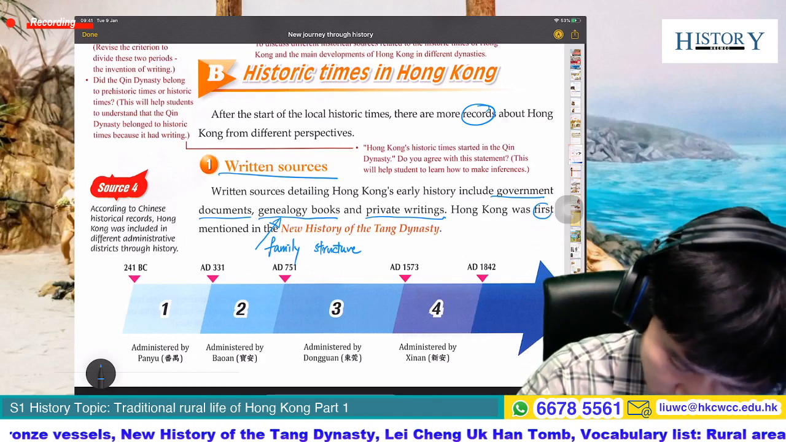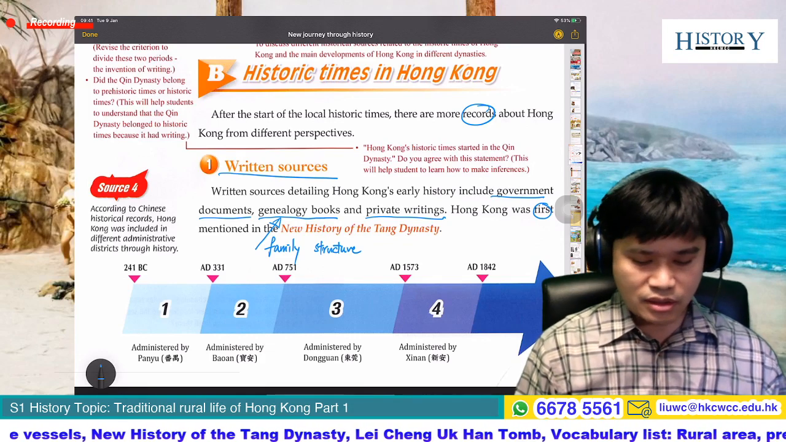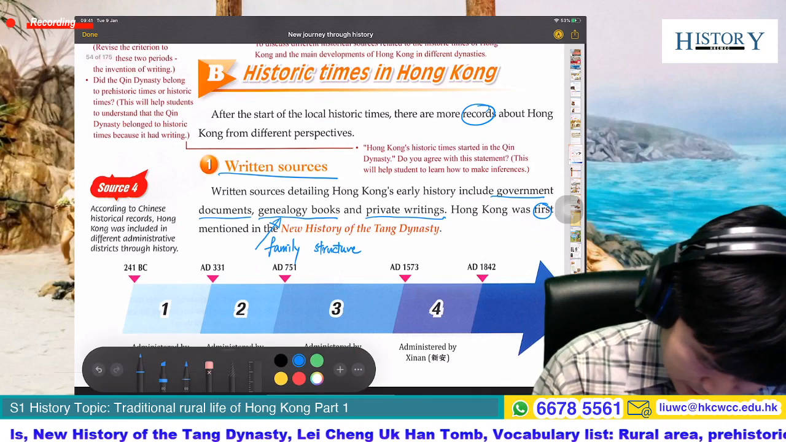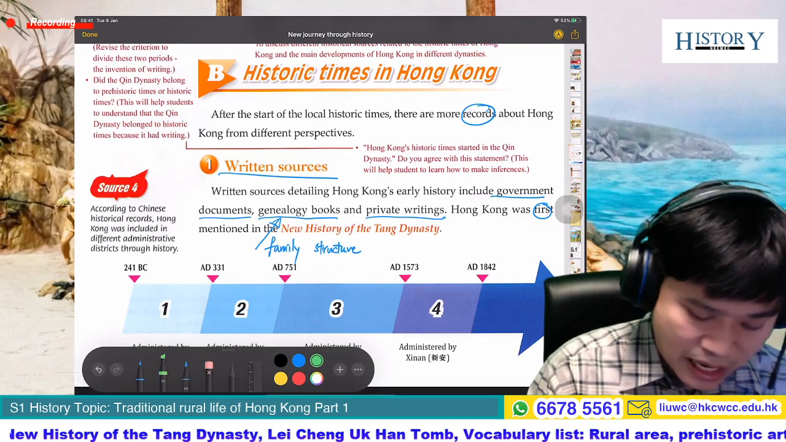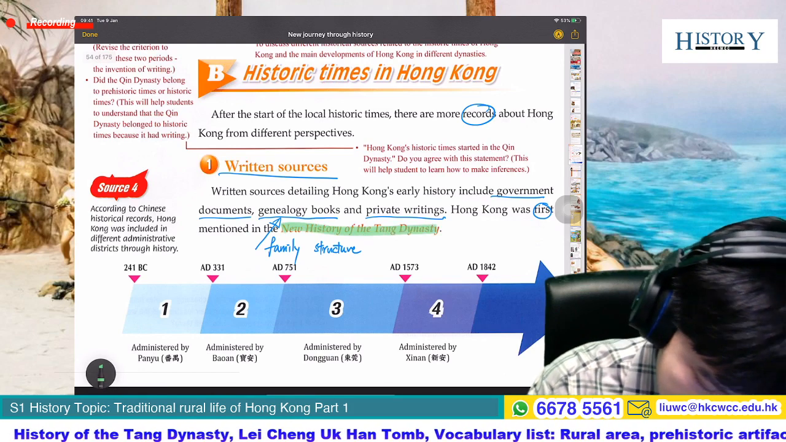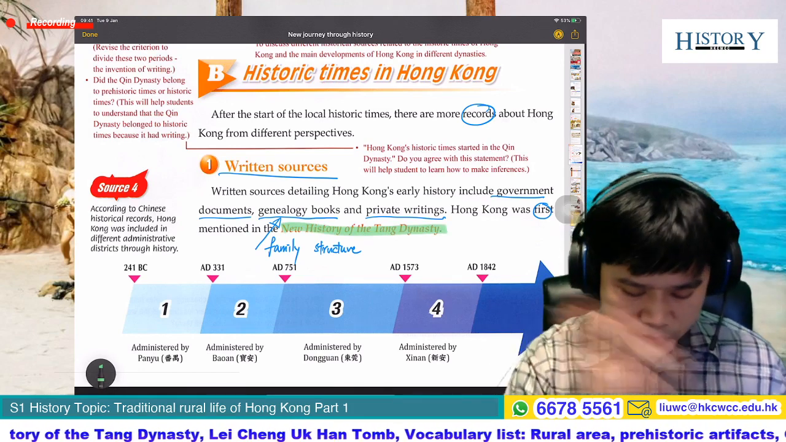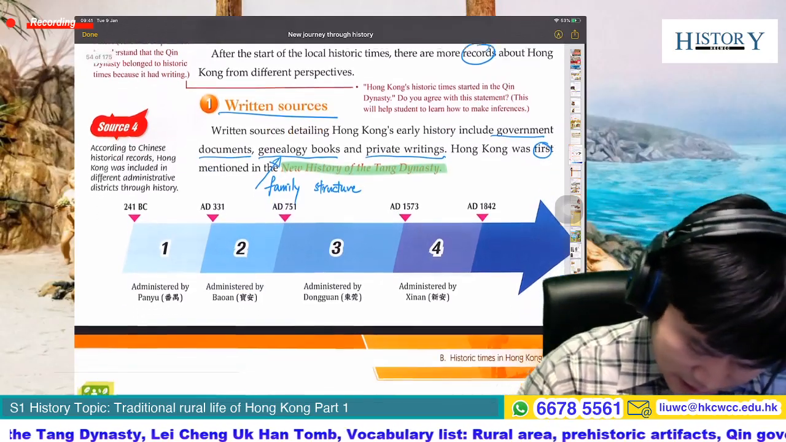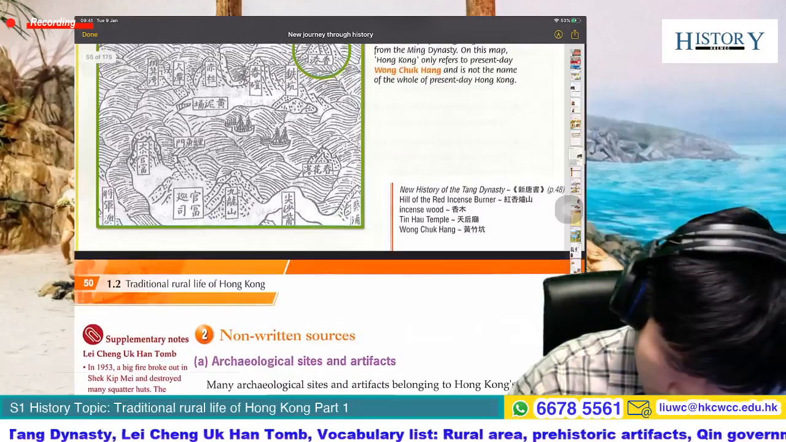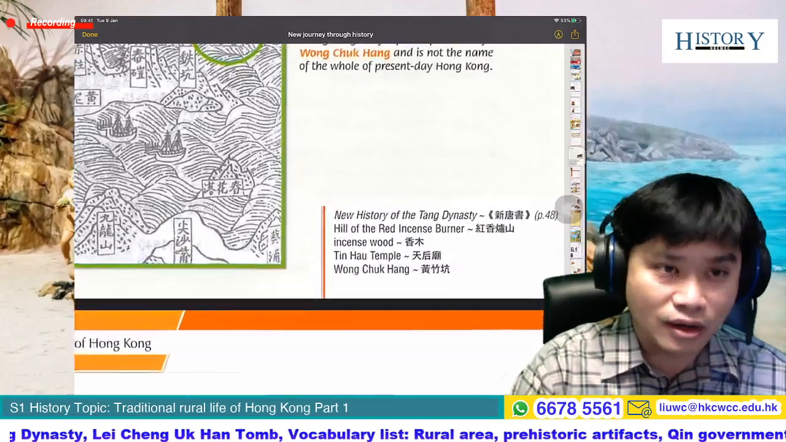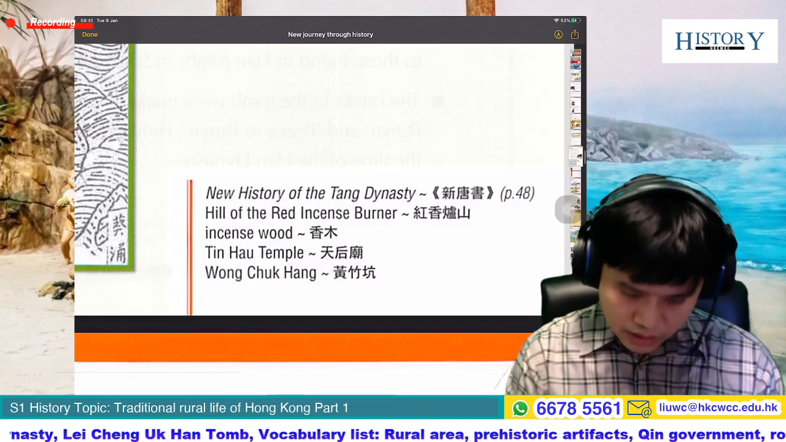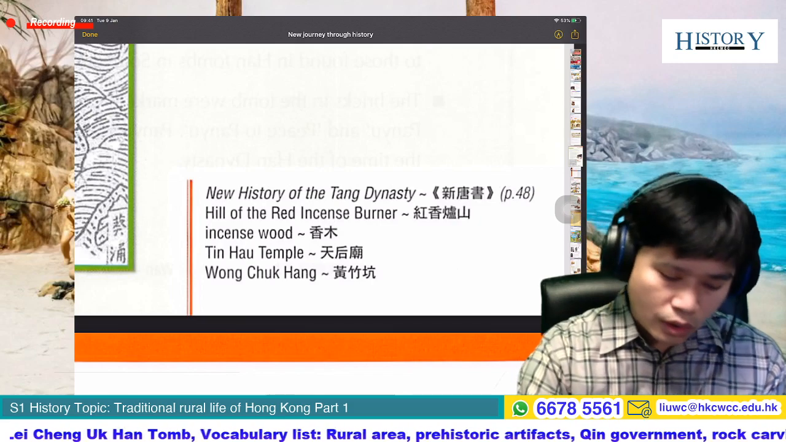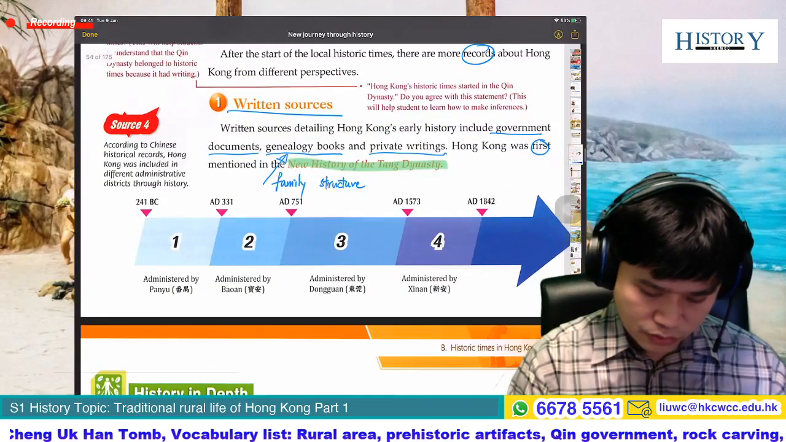And then here, the next one. Hong Kong was first mentioned in the New History of the Tang Dynasty. This one, you must highlight. In Chinese, you can see it on the next page, the New History of Tang Dynasty. So Hong Kong was first mentioned there.